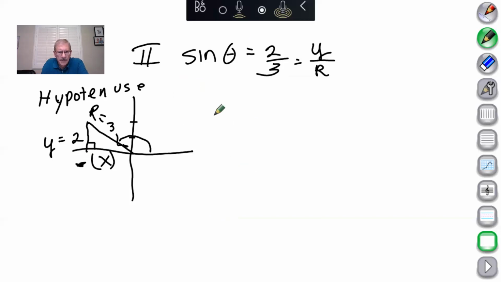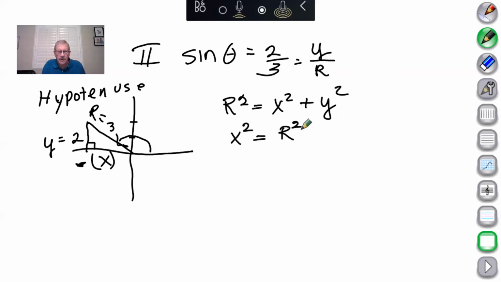Sounds hard, huh? But we have a little relationship here. R squared equals x squared plus y squared. Is that the Pythagorean theorem? Very nice, huh? So if we move this y squared to the other side, do a little rewriting, we can find that x squared equals r squared, which is the longest side, minus the shorter side, y squared. And if we want to find x, then it would be the square root of that. Let's just find x squared first.